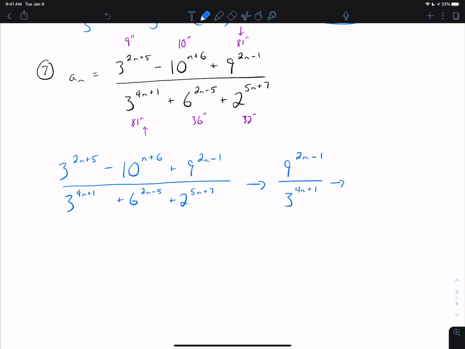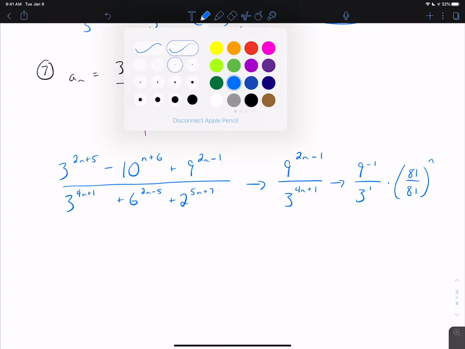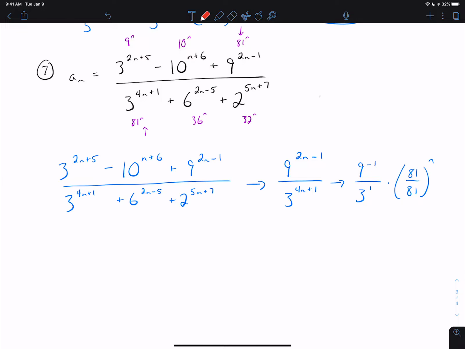Using the algebra we were talking about a few minutes ago, we can rewrite this as 9 to the negative 1 over 3 to the first times 81 over 81 to the n. And what we're doing there is we're rewriting 9 to the 2n minus 1 as 9 to the negative 1 times 9 squared to the n, and 3 to the 4n plus 1 we're rewriting as 3 to the first times 3 to the fourth to the n.